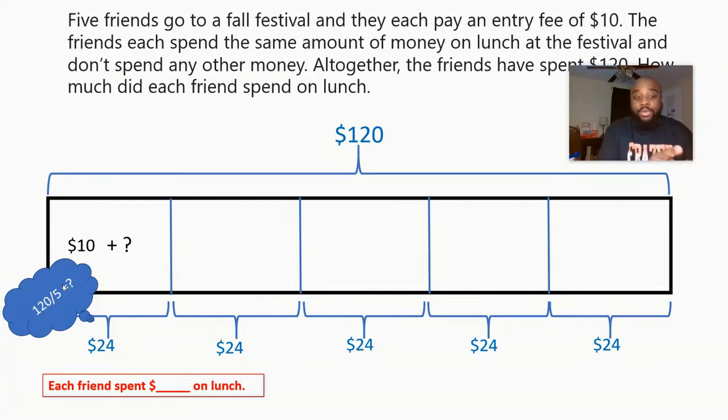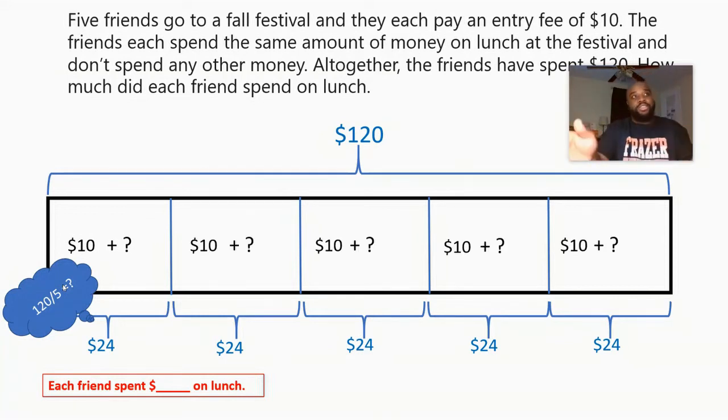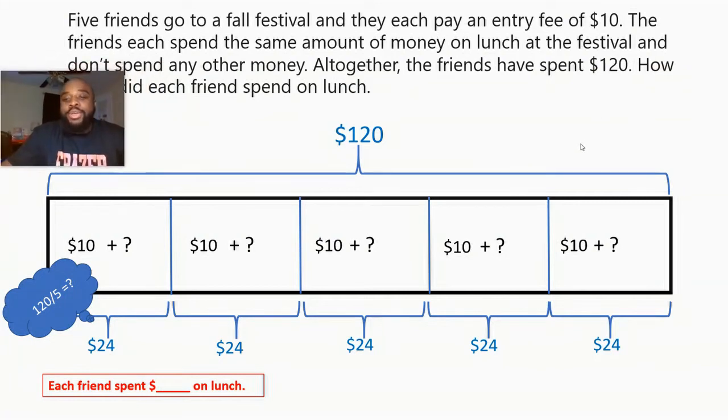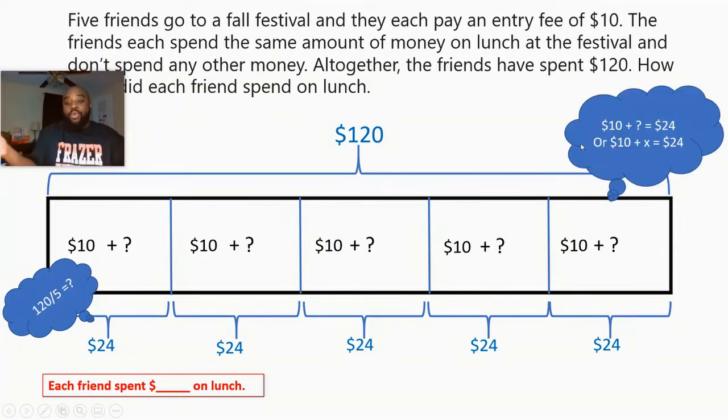But guess what? Not only does one person get it, the second person gets it, the third, fourth, and the fifth person gets it as well. So now our job is to figure out, and I'm going to move out of the way again because I'm going to have a bubble that's going to pop up there, what the question mark amount is going to be.